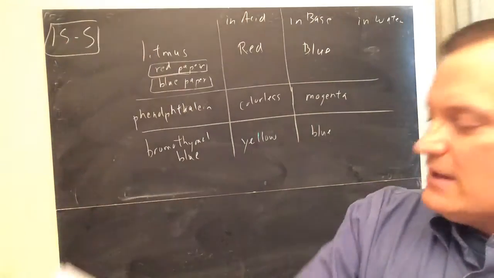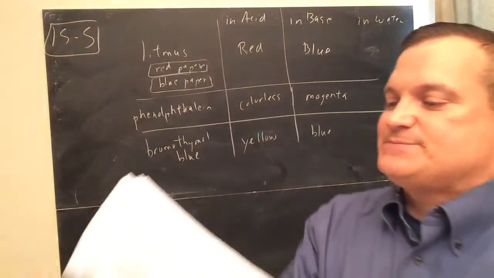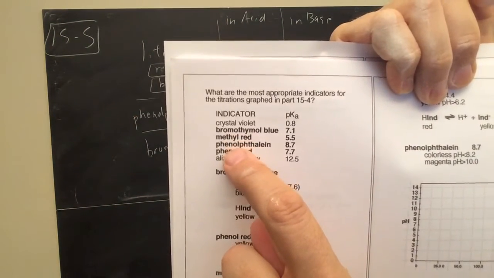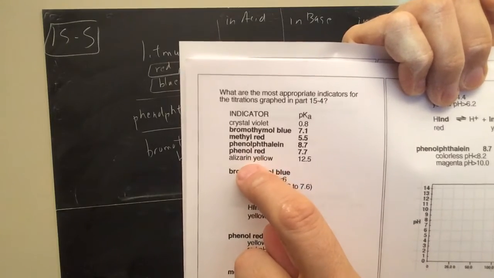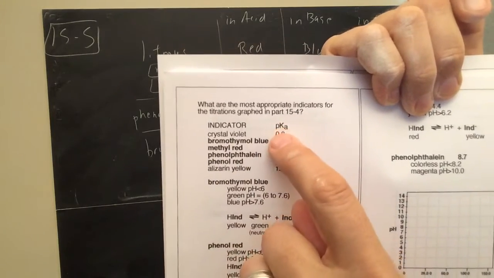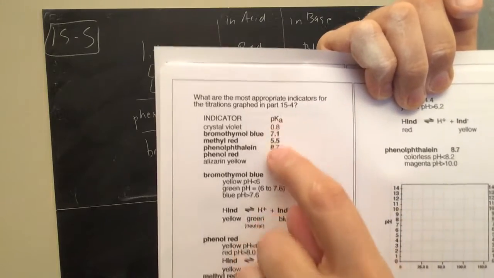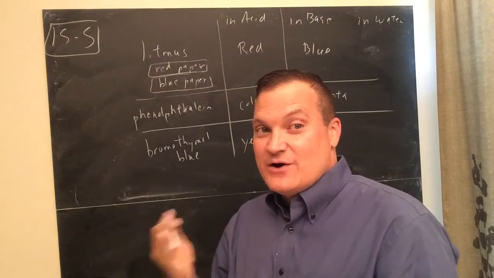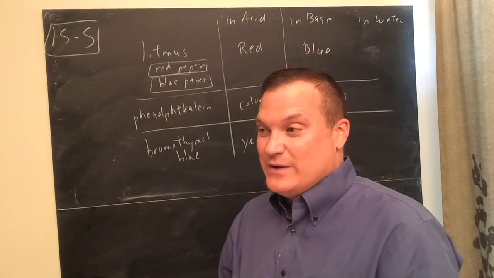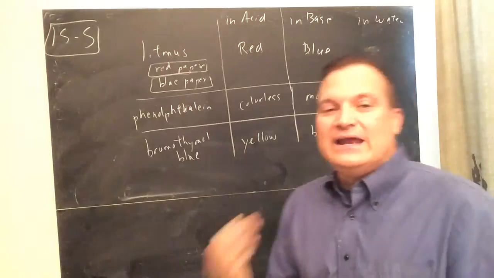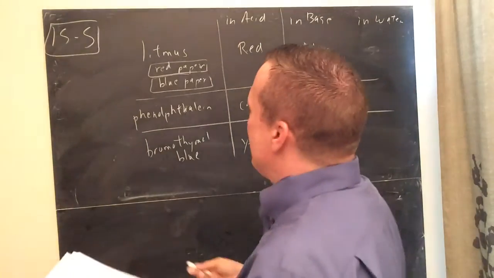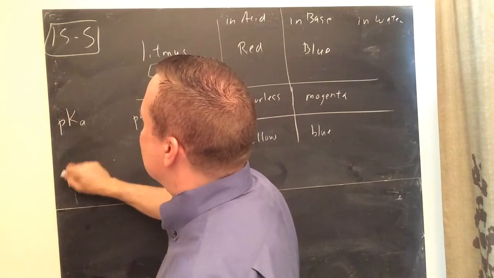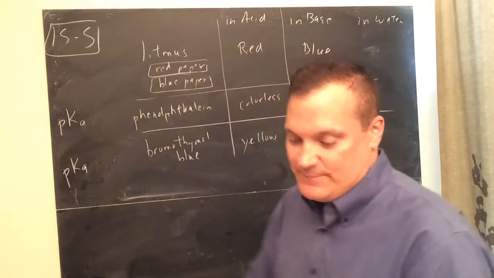They're going to give you a list. If you look on the next page, it says indicator: crystal violet, bromothymol blue, methyl red, phenolphthalein, phenol red, alizarin yellow, and they give you the pKa. What does that mean? Why are they giving you the pKa? Remember, the pKa is when the base and the acid are equal to each other, right? In a weak acid. All of the indicators are weak acids, and they all have a Ka value, and for that matter, a pKa.